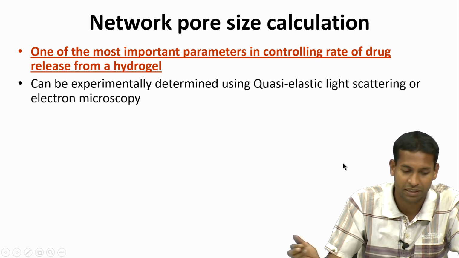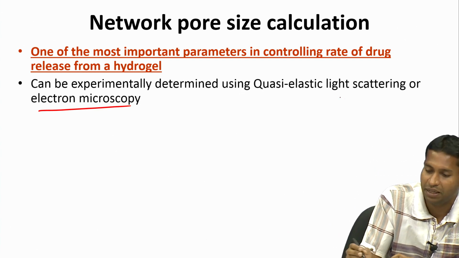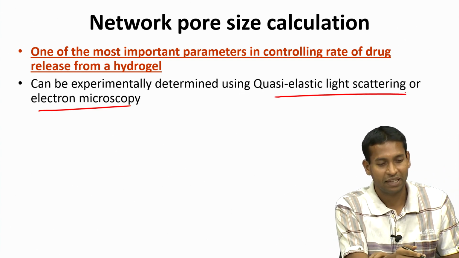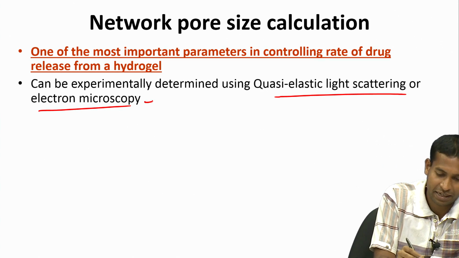So this is something that we definitely need to define, and we can directly measure that using techniques like electron microscopy or light scattering. The problem with electron microscopy is that it is typically done in high vacuum.